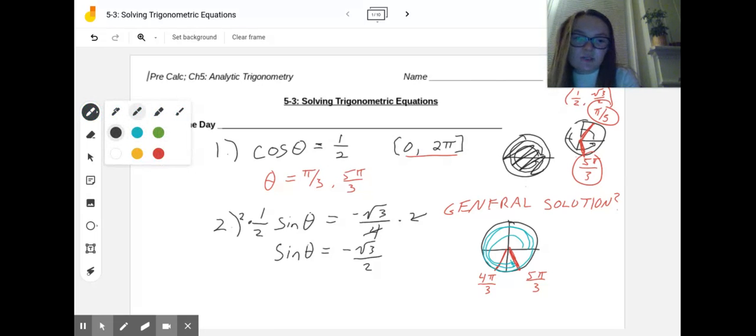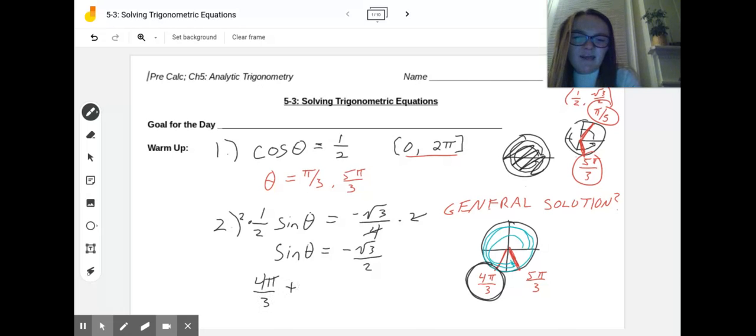We're going to take our solution. One of the solutions was 4 pi over 3. I'm going to take my solution, 4 pi over 3, and add it to 2 pi. If I add 2 pi to anything, I'm going to end up where I started because I did an entire extra rotation. So if I add 2 pi, or if I subtract 2 pi, I'm going to end up exactly where I started. I'm going to have a coterminal angle. So if I do any iteration of that, the answer is going to be 4 pi over 3 plus 2 pi n, and we would say that n is any integer.